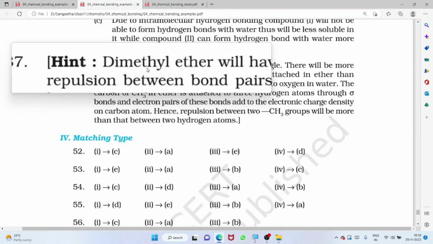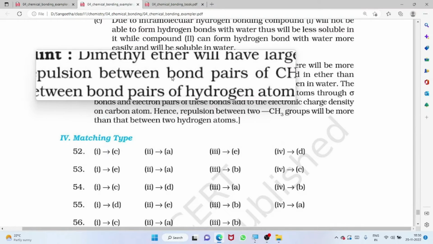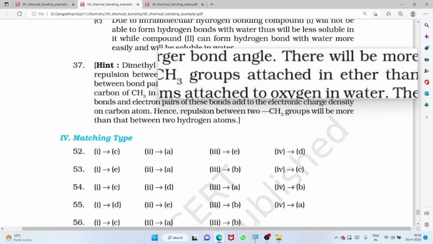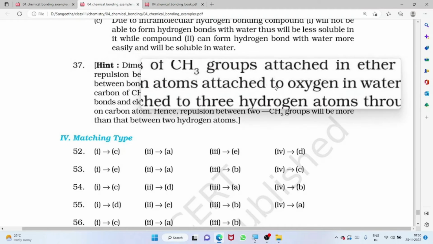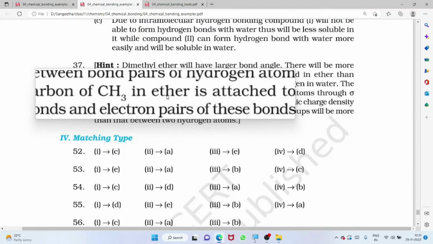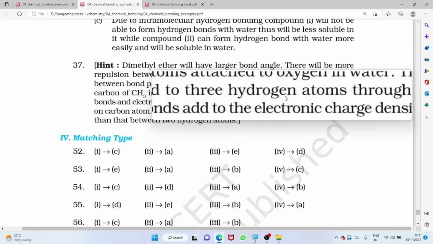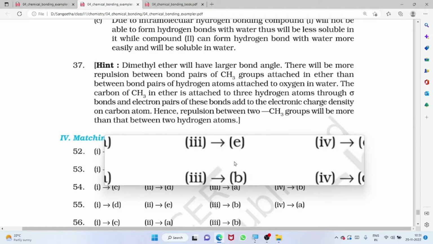Okay, here they have given this hint. Dimethyl ether will have a larger bond angle. There will be more repulsion between the bond pairs of the CH3 groups attached to the oxygen than between the bond pairs of the hydrogen atoms attached to the oxygen in water. The carbon atom of CH3 is attached to three hydrogen atoms through sigma bonds, and the electron pairs of these bonds add to the electronic charge density on the carbon atom. Hence, the repulsion between the two CH3 groups will be more than between the two hydrogen atoms.